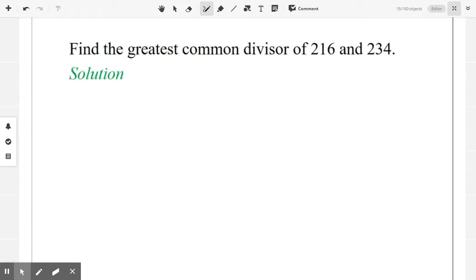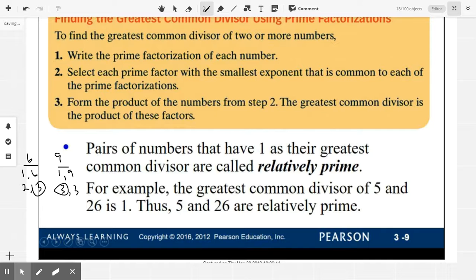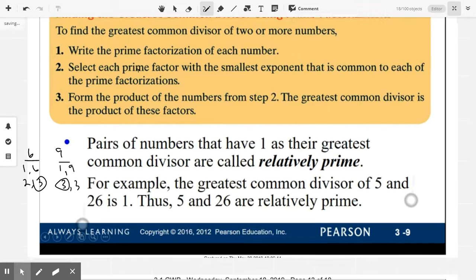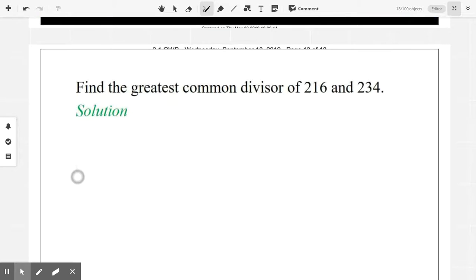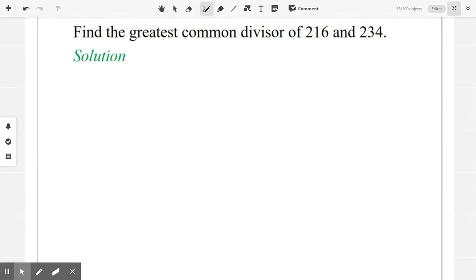Now between 6 and 9, it was real easy. I could just list them. But when the numbers are bigger, like 216 and 234, I don't want to go through and list all the different factors of each one. So here's what we're going to do, and I'll explain it as we work through it, because it makes more sense as we're actually working through it. We're going to prime factor each one.